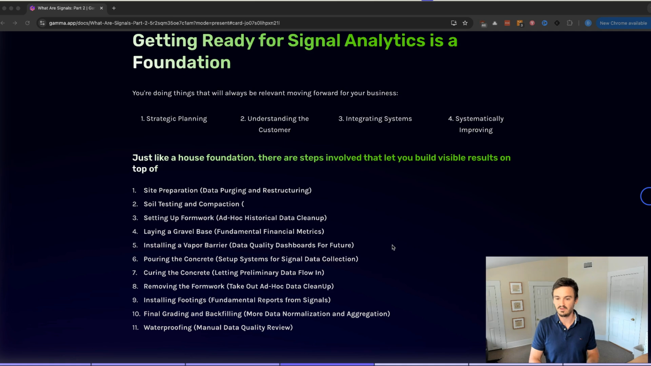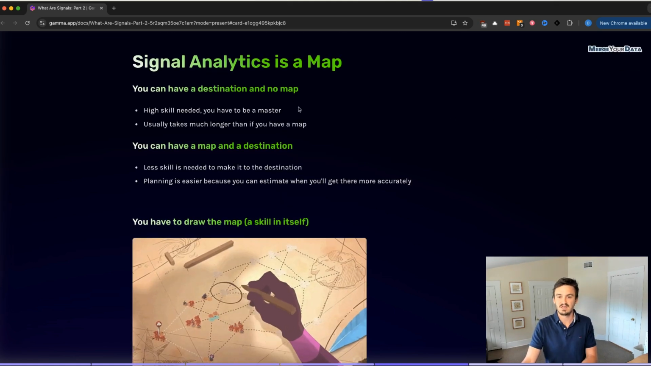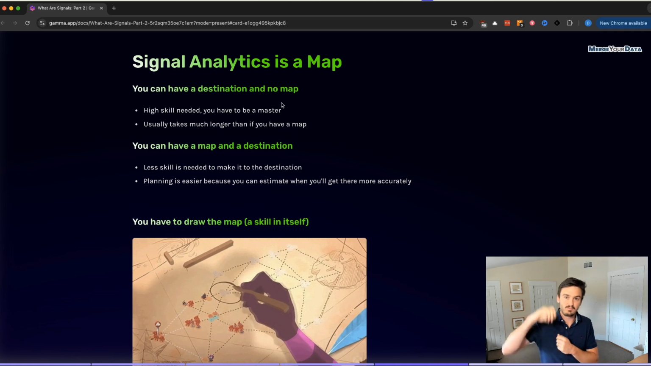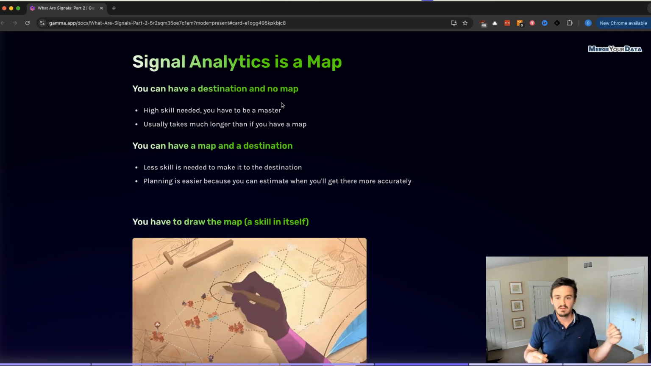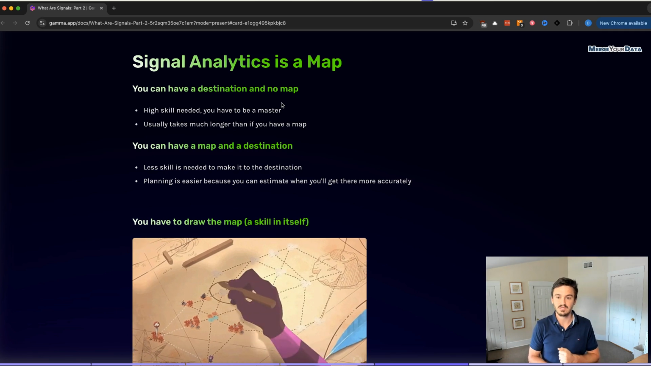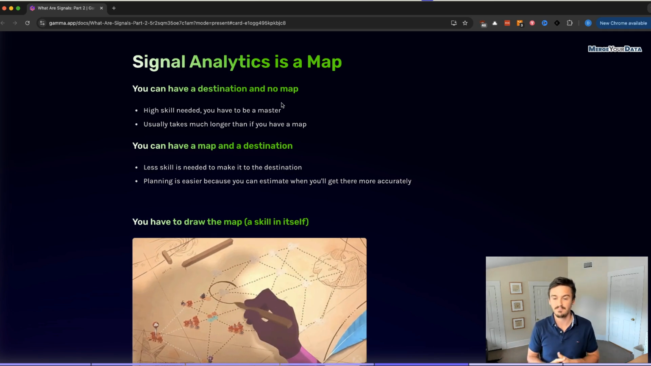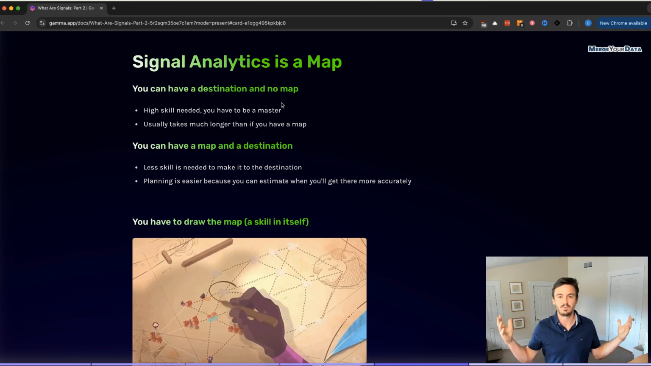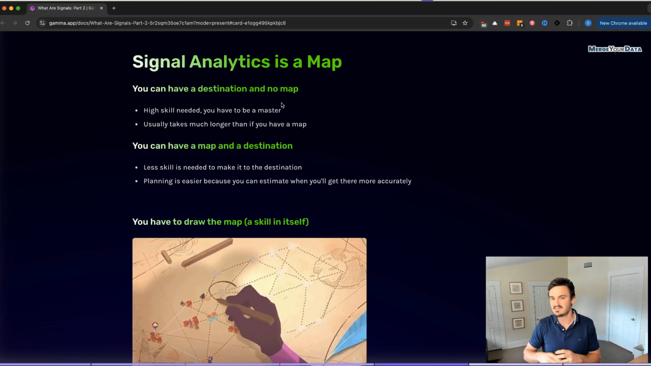Once you have signal analytics set up, signal analytics is a map. You can have a destination and no map, meaning you just have point A that you're starting at and point B that you need to go to. You can get there without a map. You need a high amount of skill and you need to be a master at the fundamentals. And it usually takes much longer than if you actually have a map. So if you think about an explorer in ancient days, they can say they want to go to this far point across the globe. They're probably a really, really skilled navigator. They're experienced.